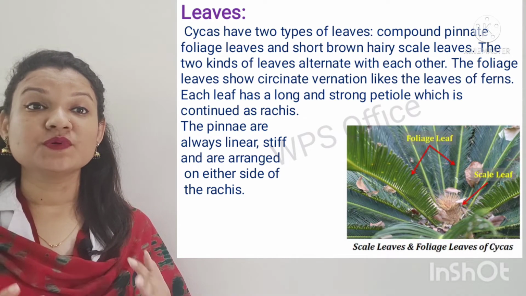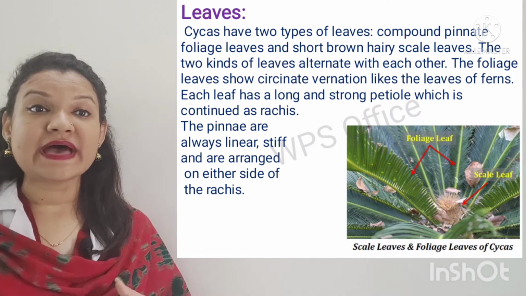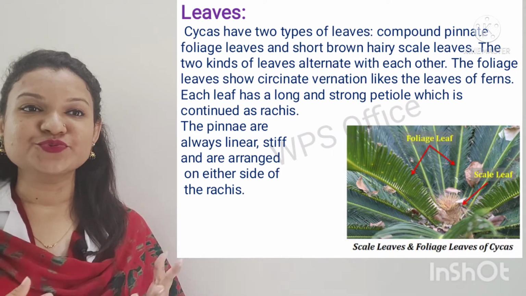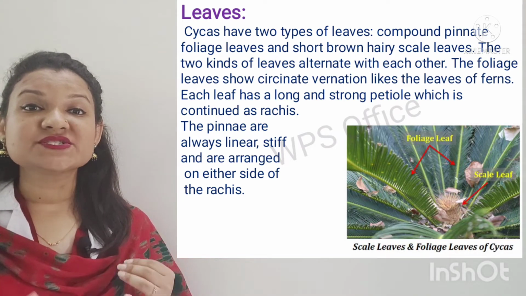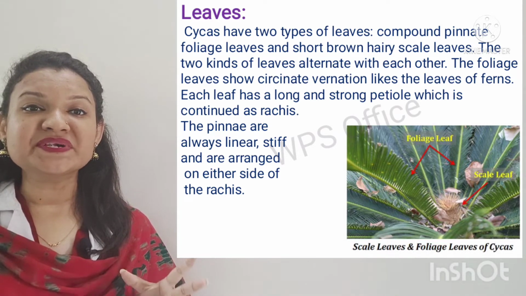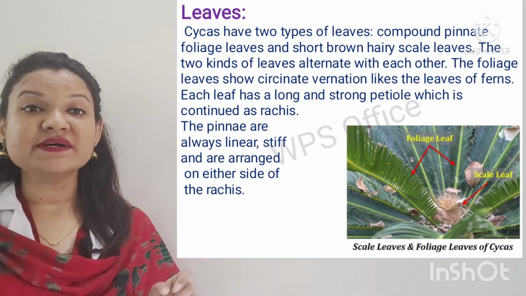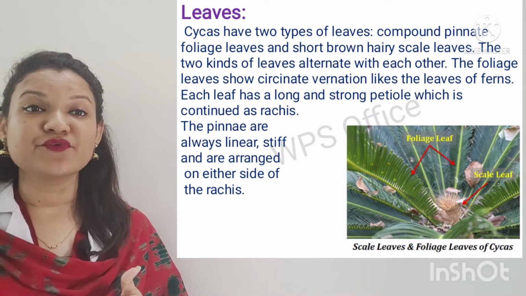The foliage leaves show circinate vernation like the leaves of ferns. They gradually unfold and on maturity they may measure sometimes as much as 2 meters. Each leaf has a long and strong petiole which is continued as the rachis. The petiole is covered with numerous short spines which are believed to be modified leaflets or pinnae. The pinnae are always linear, stiff and are arranged on either side of the rachis. So, this is the type of the leaves of Cycas.